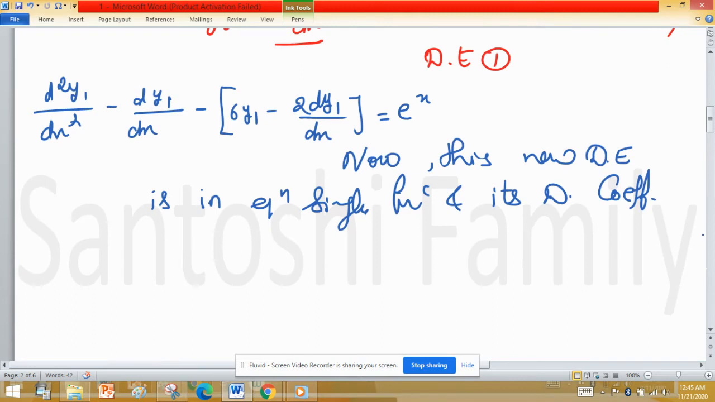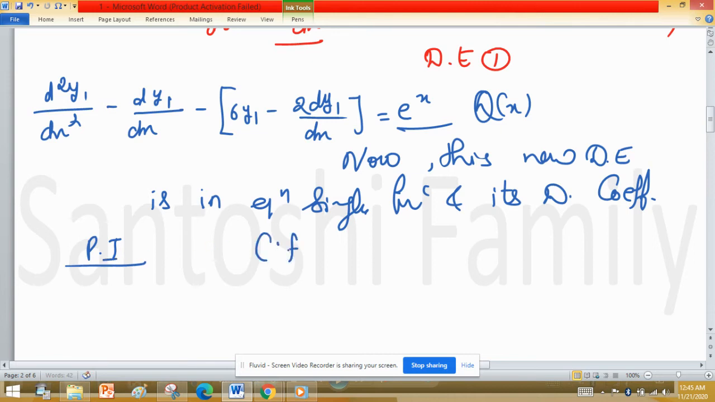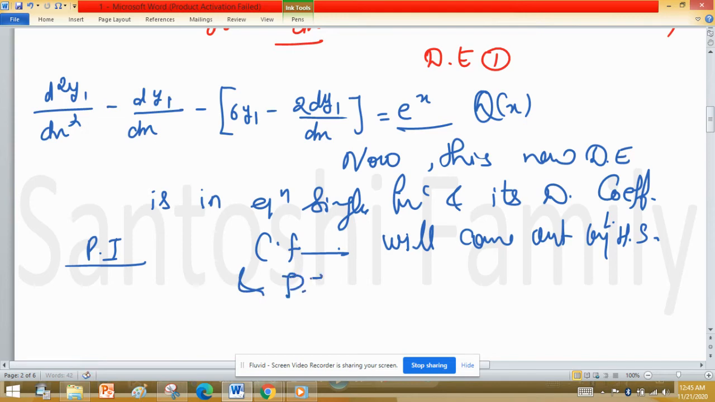As the left hand side is the same and the right hand side also has a function of type e^x, we will have to find the particular integral also. The complementary function will come out from the left hand side of the differential equation, and the particular integral we will obtain from the right hand side of the differential equation. Methods may differ for calculating either the complementary function or the particular integral.